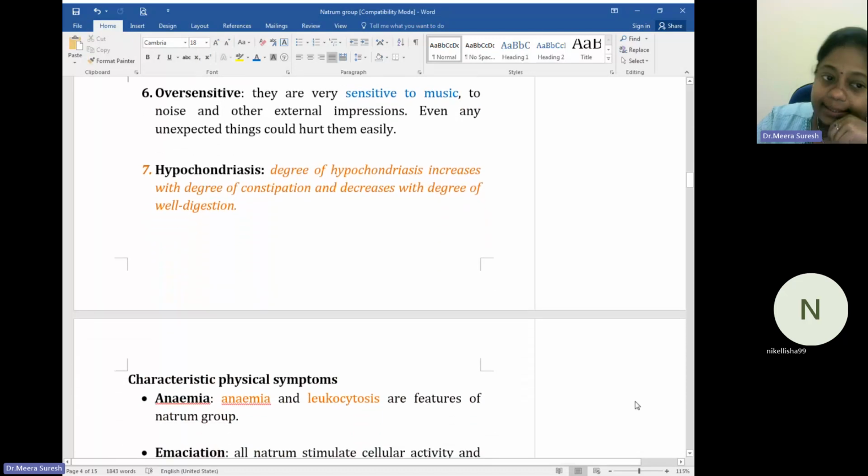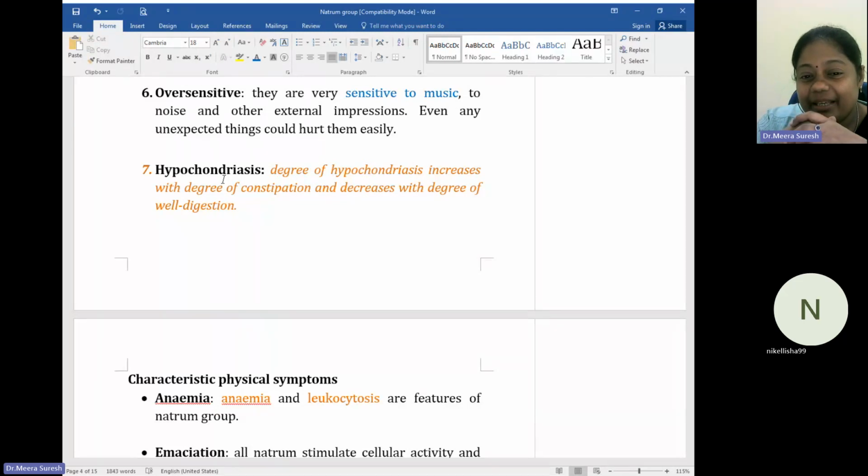So then the next one is hypochondriasis. They feel that they are very sick, they're anxious about their illness. So this is interesting because they have the digestive complaints. The degree of hypochondriasis increases with degree of constipation. So as the constipation is increasing, hypochondriasis or the anxiety about illness is increasing, and it decreases according to the degree of well digestion. So how much that there is a well digestion, that means the indigestion is less, that much they feel very well or they are less hypochondriac.